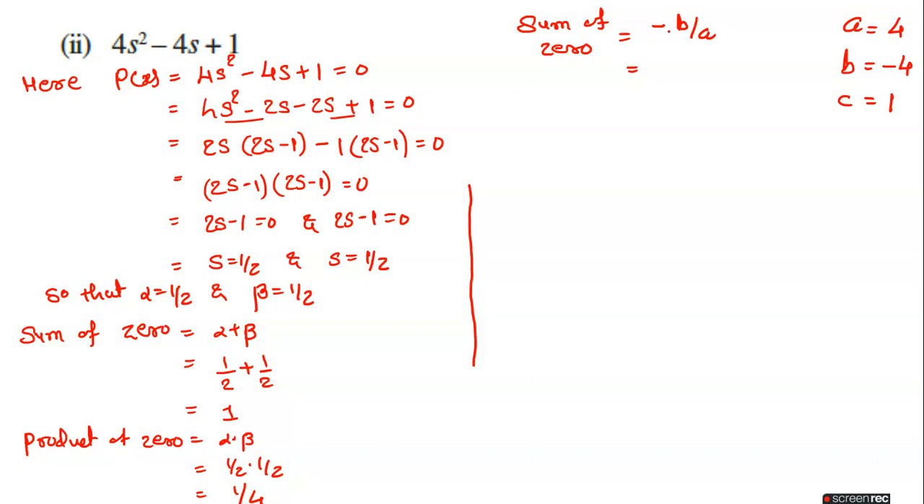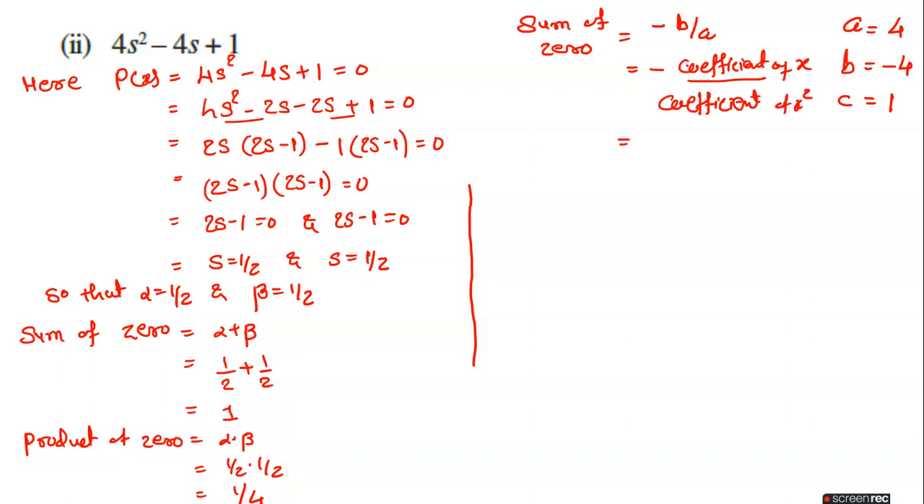Okay, minus b by a is equal to, I will write here minus b. B is what? Coefficient of x. I don't have that much space, so I have written in a small font, but you have to write in a proper manner. And a is the coefficient of x square.